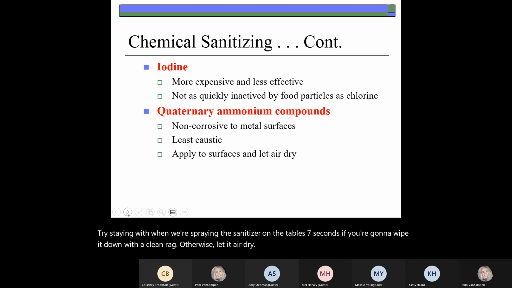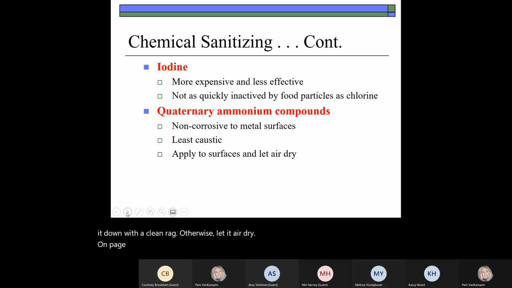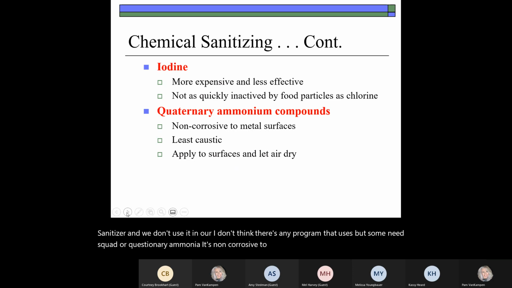Let's see, page 37 now. Iodine is also another sanitizer. I don't think there's any program that uses that, but some use quaternary ammonia. It's non-corrosive to metal surfaces. It's the least caustic, and you apply it to surfaces and let it air dry. But like I said, you have to mix it appropriately. So make sure you read the instructions and use it correctly.